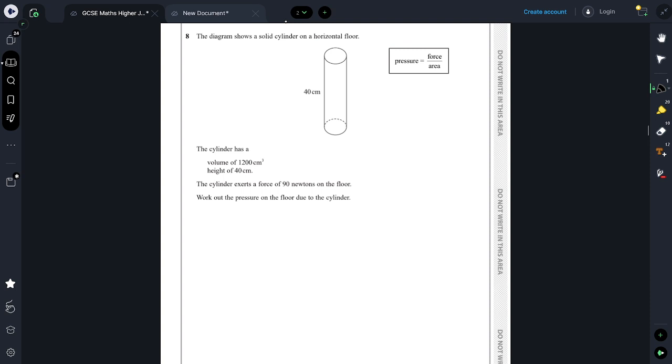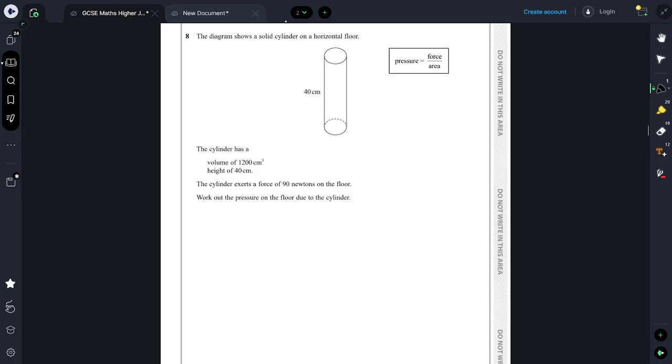The diagram shows a solid cylinder on the floor. So imagine this is on the floor at this base here, and it's sticking up. Okay, we're told some information. The cylinder has a volume of 1,200 and a height of 40. The cylinder exerts a force of 90 newtons on the floor. Work out the pressure on the floor due to the cylinder.